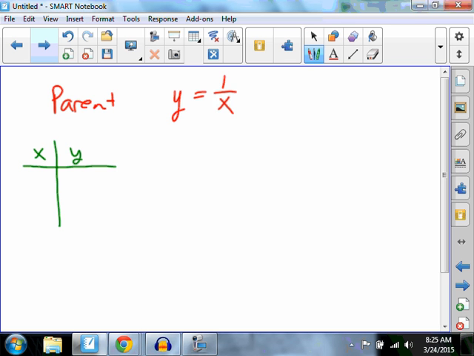And somebody might say, well, let's pick 0. 1 divided by 0 is undefined, so that's not going to work, is it? Dang it. Let's do 2. So if we had 2 for x, then our y value would be a half. Good. What happens if we pick 1? We have 1 divided by 1, which is 1.